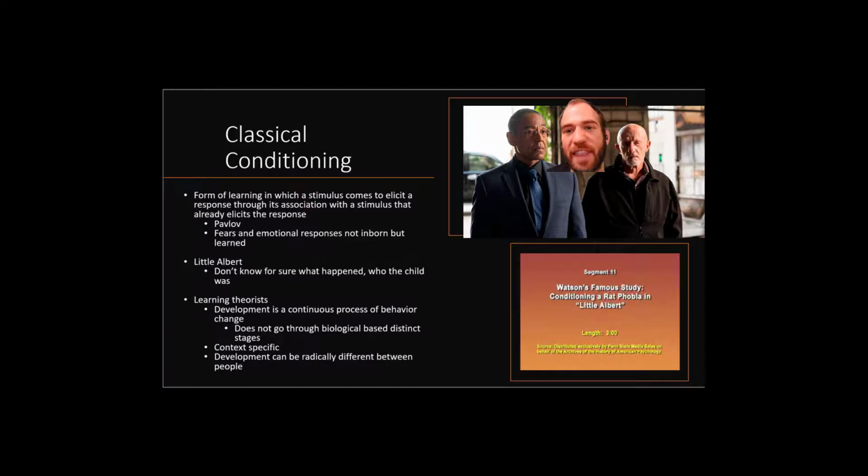Now, the extent to which that is all accurate, that's the classic story. But with all these seminal studies from years ago, there was poor documentation, poor controls, and we don't exactly know who little Albert is. But that's the idea we're working with here. So, for learning theorists, development is a continuous process of behavior change. It does not go through biologically based distinct stages. Context specific development can be radically different. Because behavior is based on learning, it's automatically going to be context specific, and people are going to have different developmental trajectories, not universal stages.